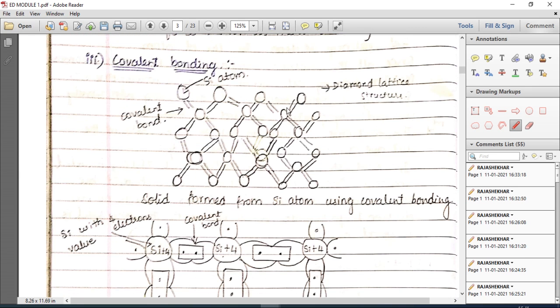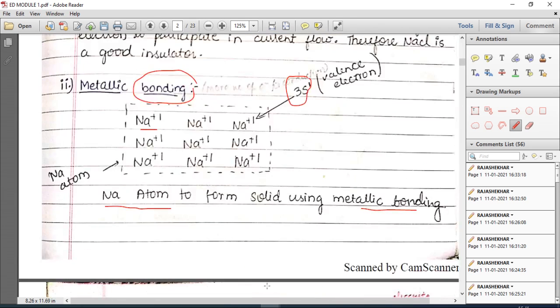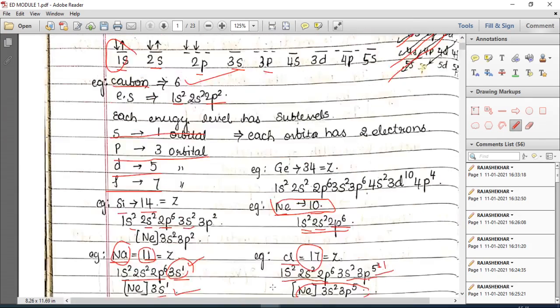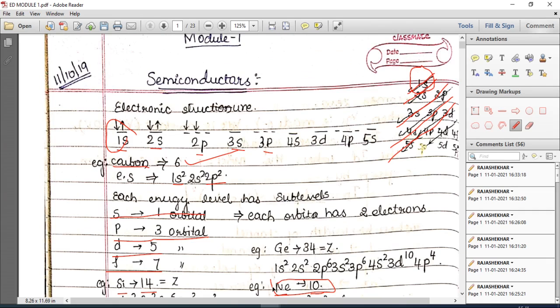The last is covalent bonding. We will do one thing: this covalent bonding we will discuss in the next session, because I have got some other work. I hope it is clear for everyone about metallic bonding, covalent and ionic bonding, and the electronic configuration. Tomorrow also I will schedule the class from 4 to 5. Tomorrow we will cover more topics.